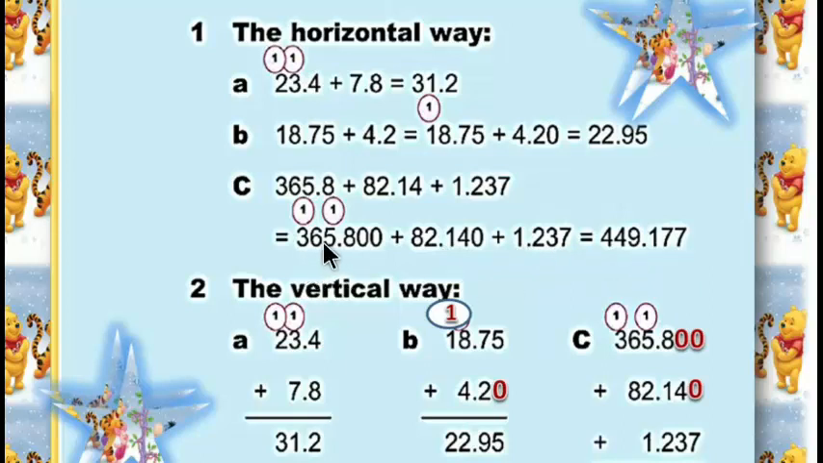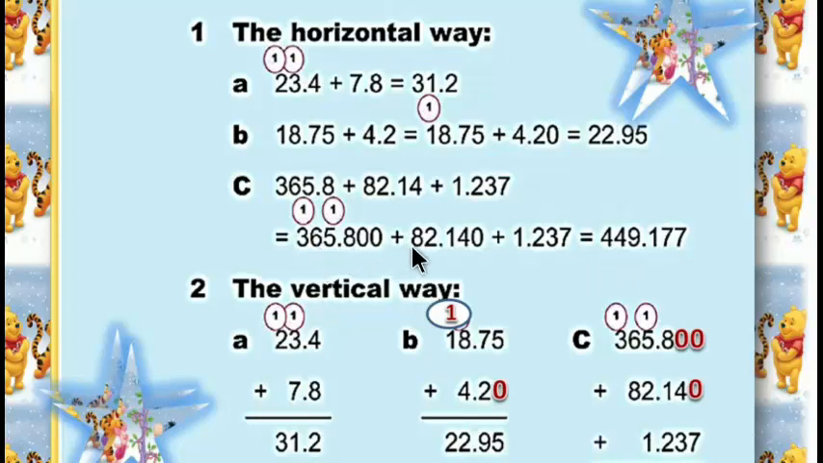Now we will add the whole numbers, okay? 1 plus 5 equals 6, plus 2 equals 8, plus 1 equals 9. So we will write 9 in the whole part.